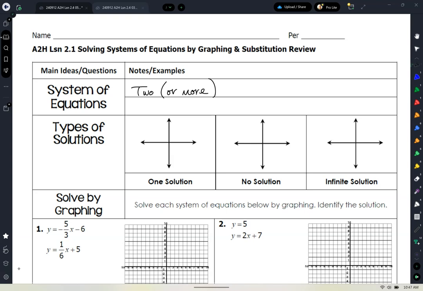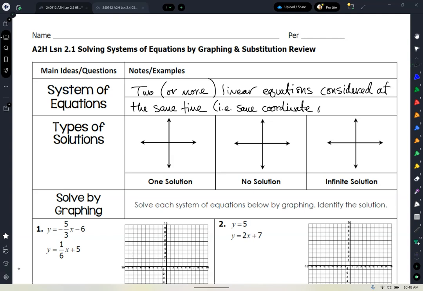All right. So, systems of equations. These are two or more, and we're going to look at linear equations, but we can have systems of all kinds of equations. But for our review, we're going to focus on linear equations. Our arithmetic sequences, right? Considered at the same time. We could say, in other words, for a graphing perspective, on the same coordinate plane. Or they'll be considered together as two algebraic expressions.